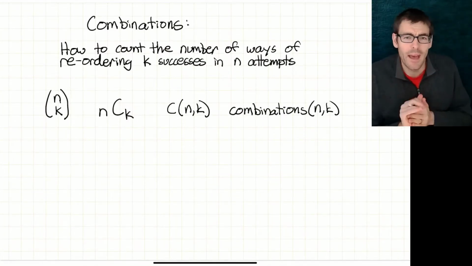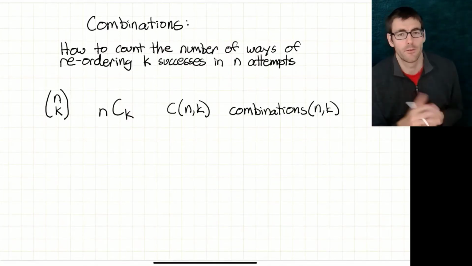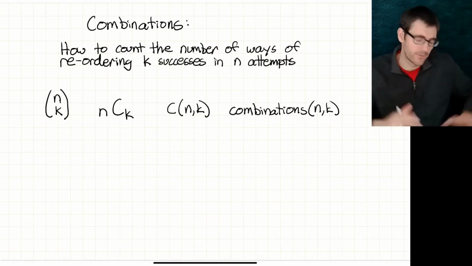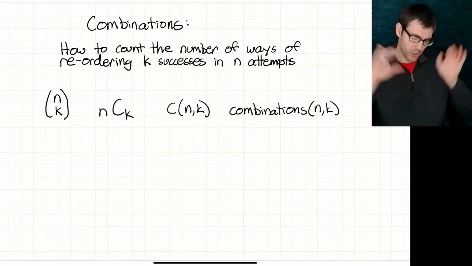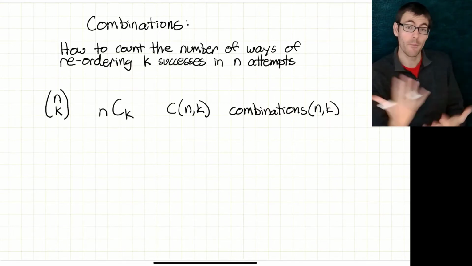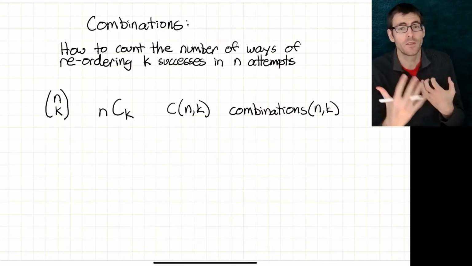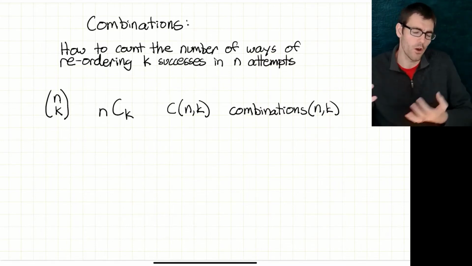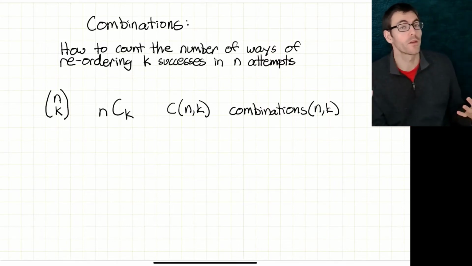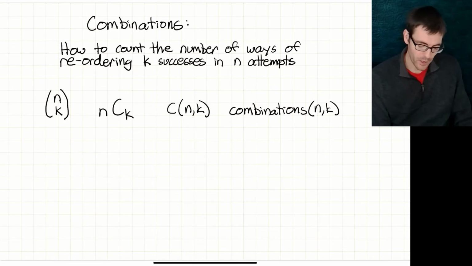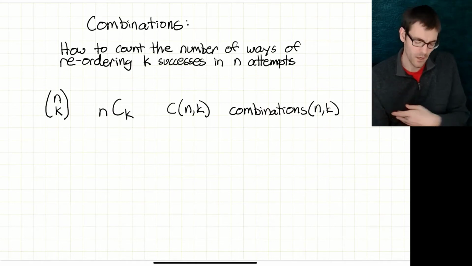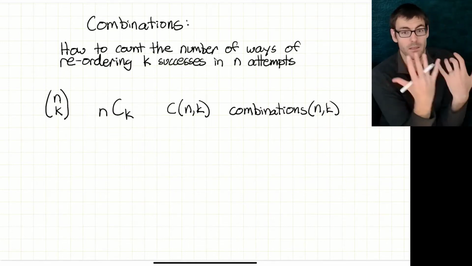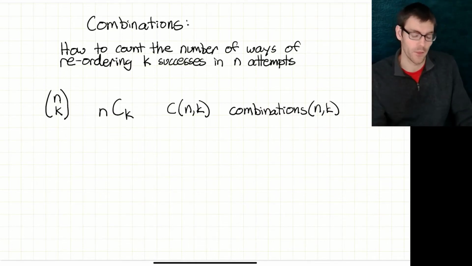All right, so thankfully we have a formula to do this counting for us. And we're not going to delve too far into how exactly this thing works, but just the broad strokes are that combinations is a way of counting how many ways there are to rearrange something. So for example, if we are counting the number of ways of picking k successes out of n attempts, well, that's just going to be this combinations formula.